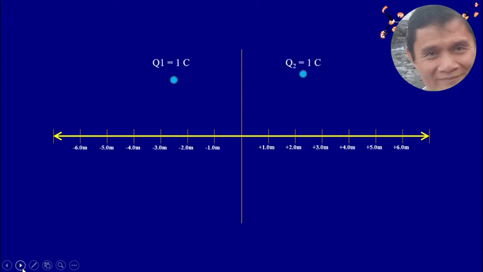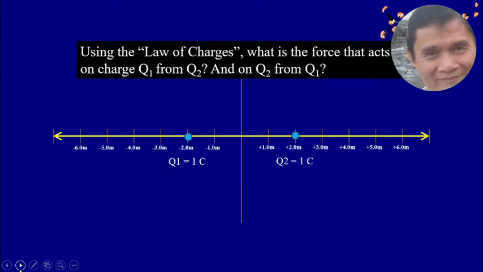Okay, so we assign that Q1. Okay, and the other one is Q2. Then we drop that on their location. One is at negative 2 meters. The other is at positive 2. Okay, 2 meters away from the origin. The other one is 2 meters away on the other direction, ang isang charge. And using the law of charges, what is the force that acts on charge Q1 from Q2 as well as on Q2 from Q1? So, yun ang tanong, no?